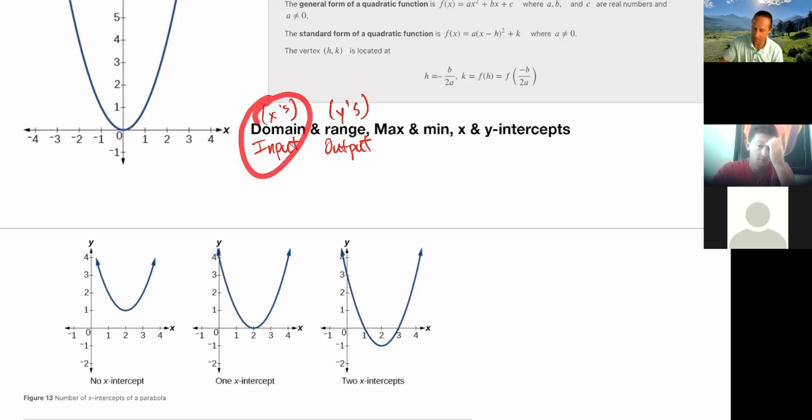So what is the domain of every single parabola?